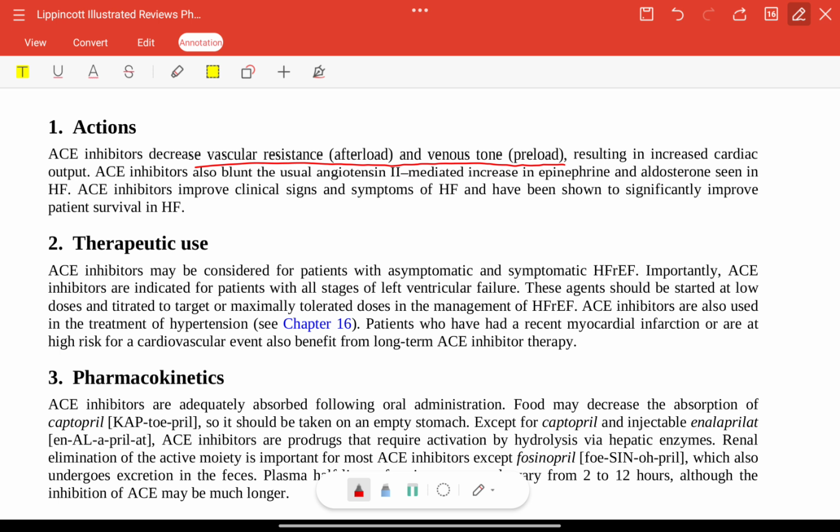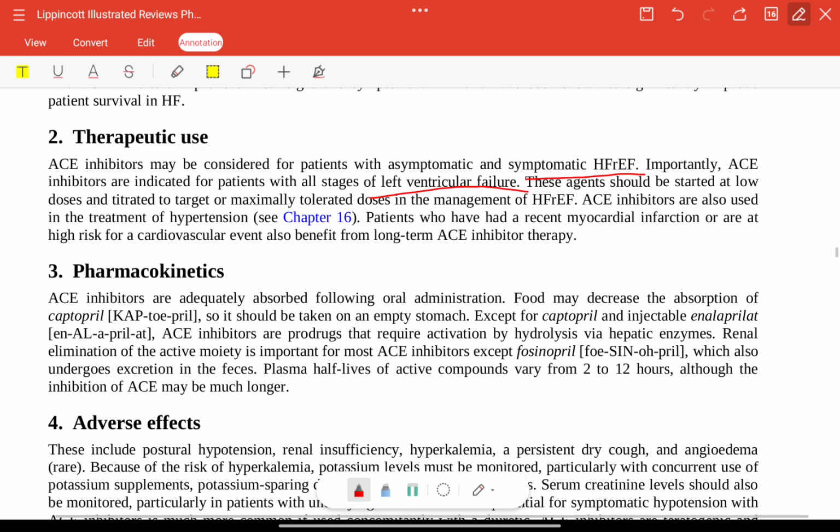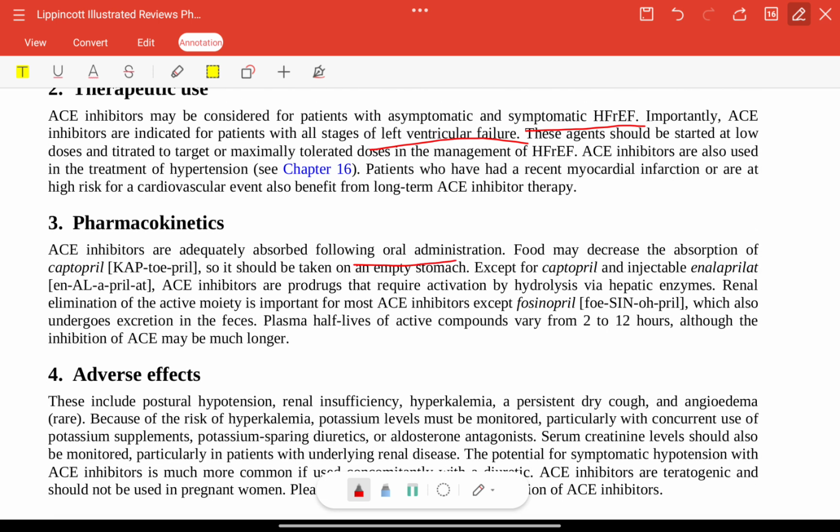Therapeutic uses: symptomatic HF-REF. ACE inhibitors are indicated for all stages of left ventricular failure. Start at low doses. Pharmacokinetics: absorbed orally. Food may decrease absorption. They are prodrugs and require activation by hydrolysis via hepatic enzymes.